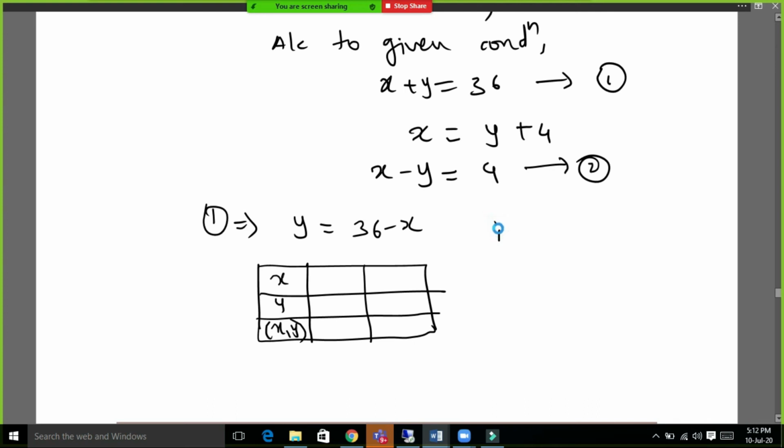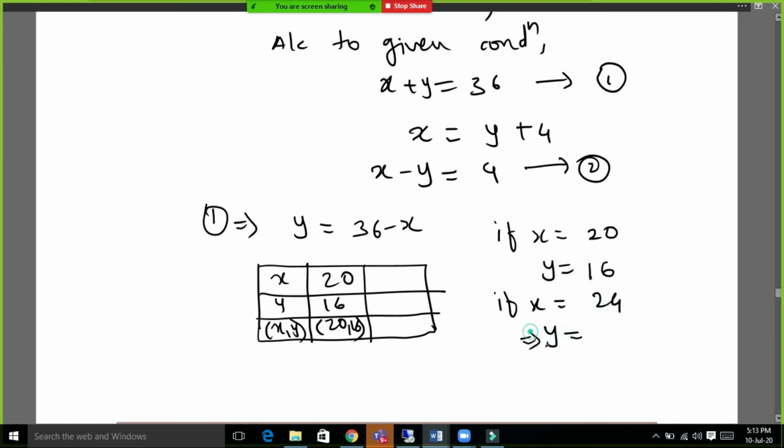So we substitute, suppose we substitute here x is equal to 20, then y is equal to 36 minus 20, we get 16. So (20, 16) is the first point. If we substitute x is equal to 24, then y is equal to 36 minus 24, which is 12. So for x is equal to 24, we get 12. So this is for the first equation.